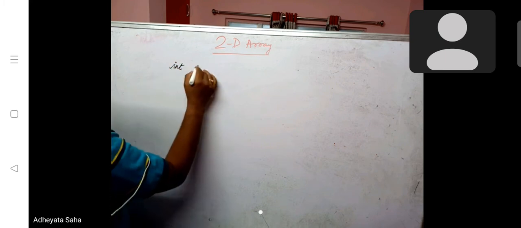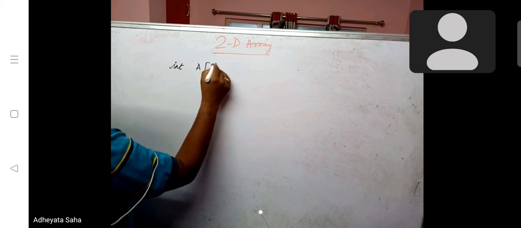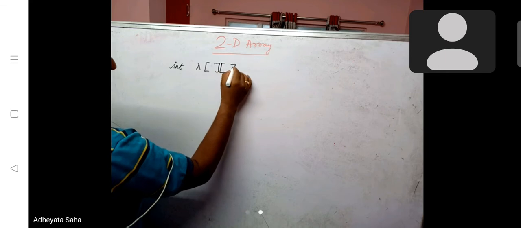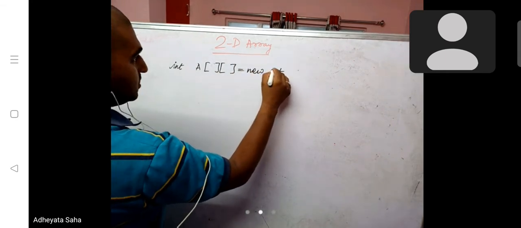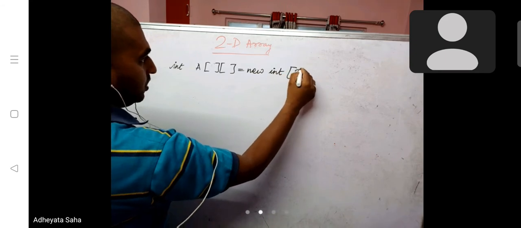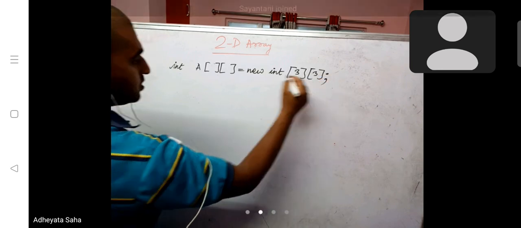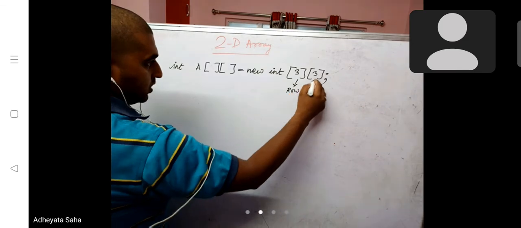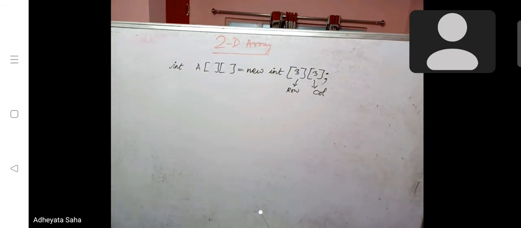So int a, where we want to create three rows and three columns, equals new int[3][3]. The first one is known as the row and the second one is known as the column.